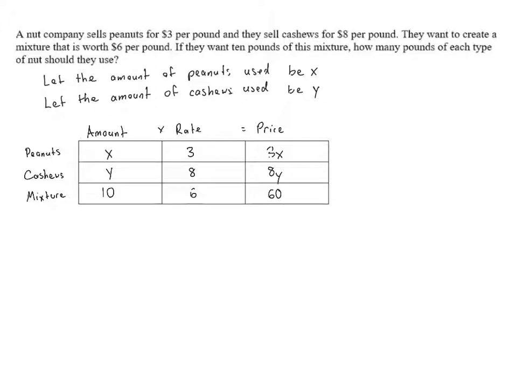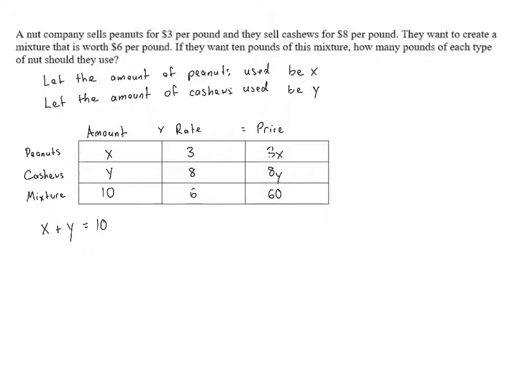Now we need to get a system of two equations that model the situation. And even though it's a different relationship, amount times rate equals price, we're still going to get the two equations from the first column and the third column. Let's look at the amount column. They're using X pounds of peanuts and Y pounds of cashews to get a total of 10 pounds of the mixture. That means that X plus Y has to equal 10. Maybe it's 5 pounds of peanuts and 5 pounds of cashews. 5 plus 5 equals 10. Maybe it's 3 pounds of peanuts and 7 pounds of cashews. 3 plus 7. However it is, we know that we need 10 pounds in total.